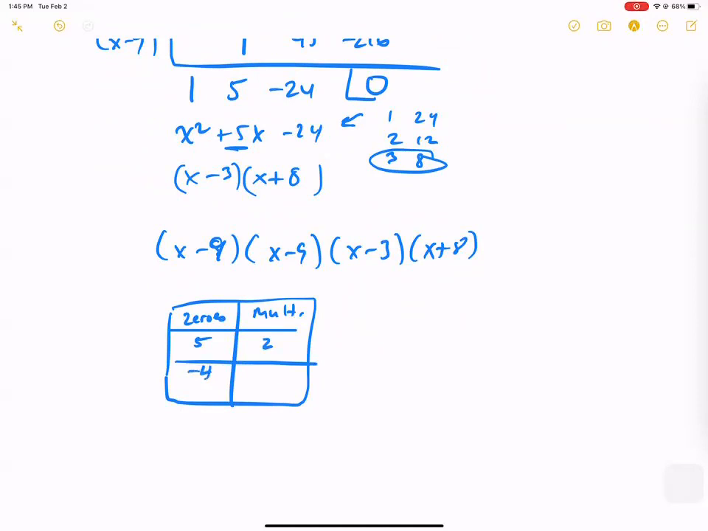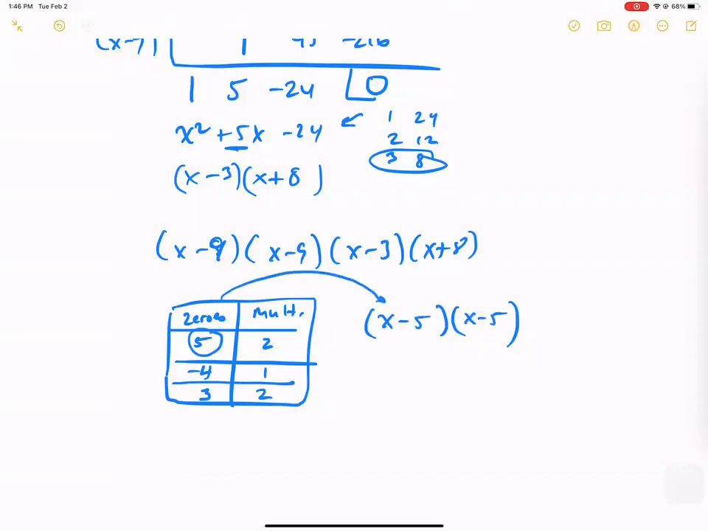4, negative 4, 1 time, and 3, 2 times. All they want you to do is write down the factors. What are the factors? Well, don't we have the answer 5 happening twice? x minus 5, x minus 5. Because if I plug in 5, that's a 0.